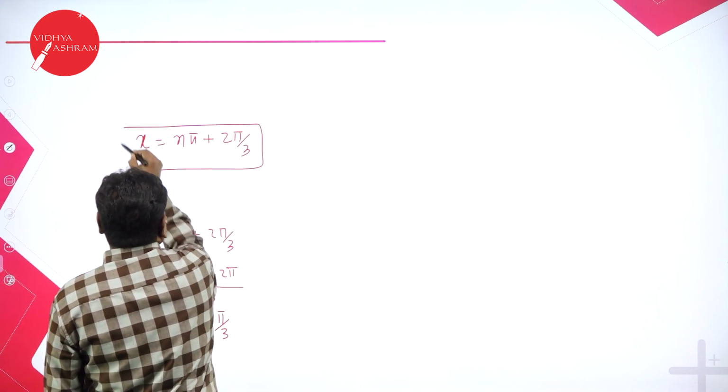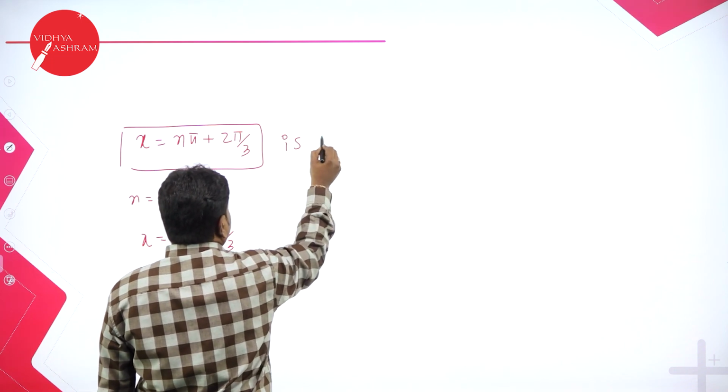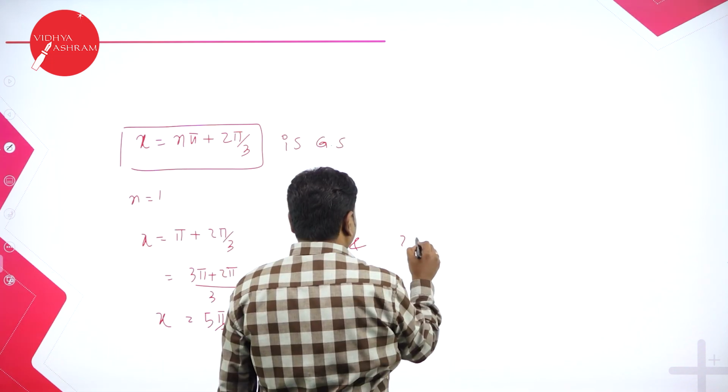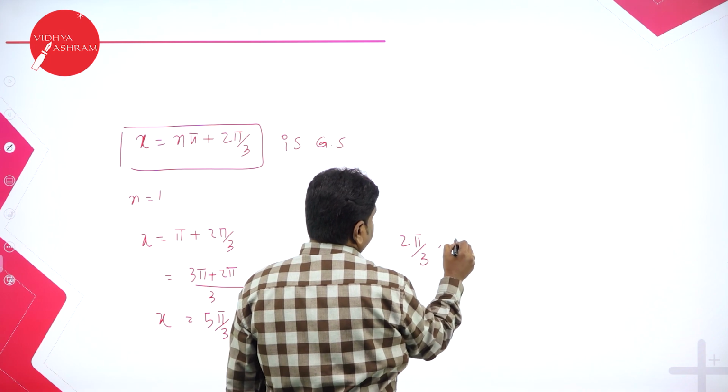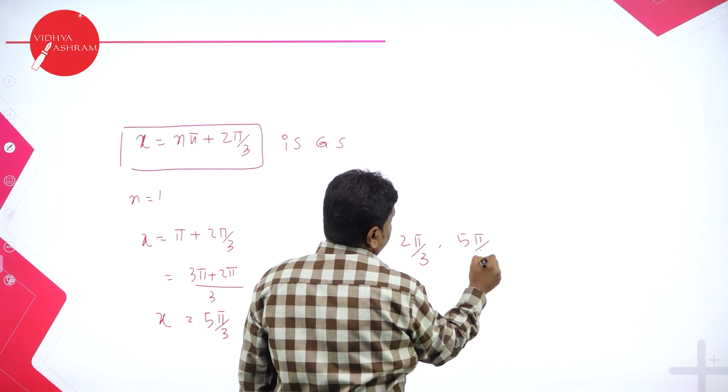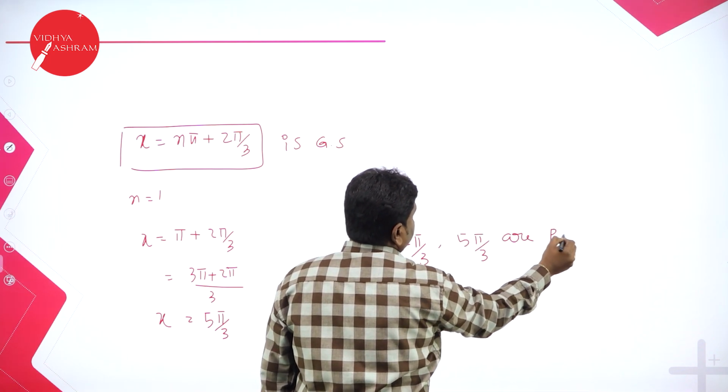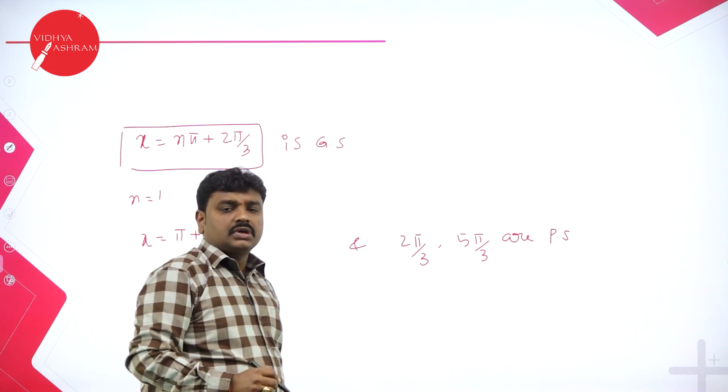x is equal to n pi plus 2 pi by 3 is the general solution, and 2 pi by 3 and 5 pi by 3 are principal solutions. Hope all of you understood.